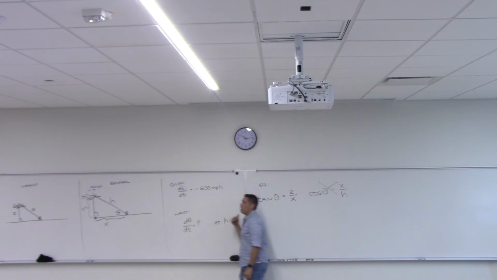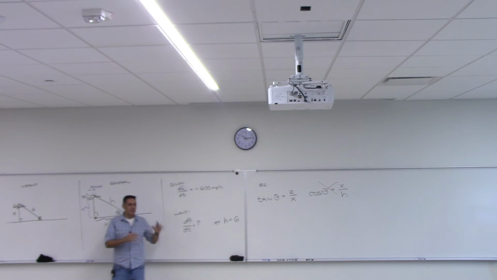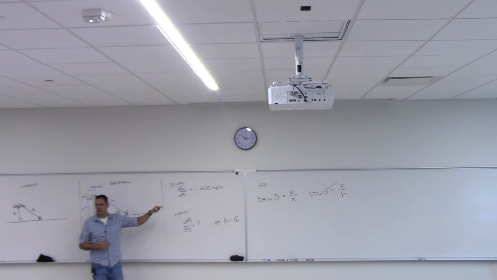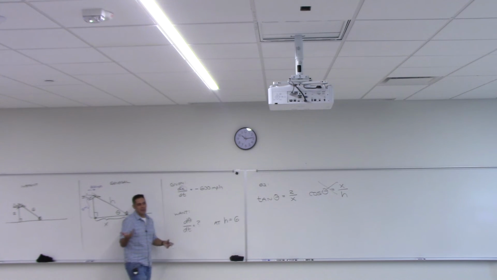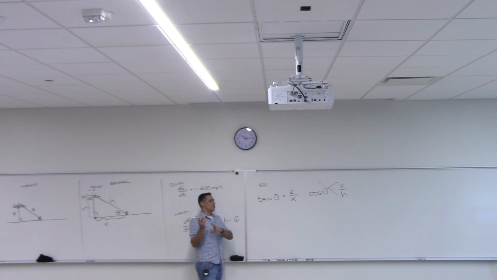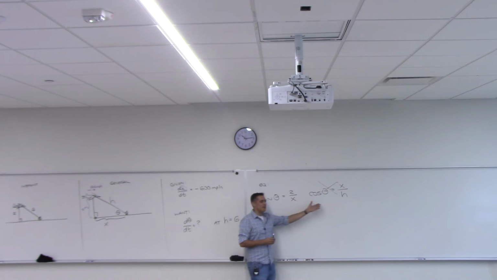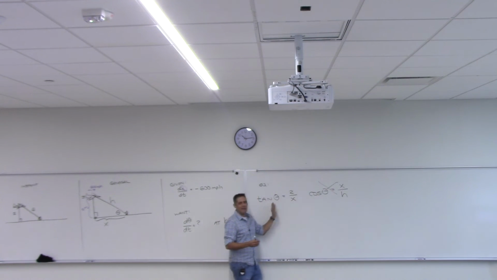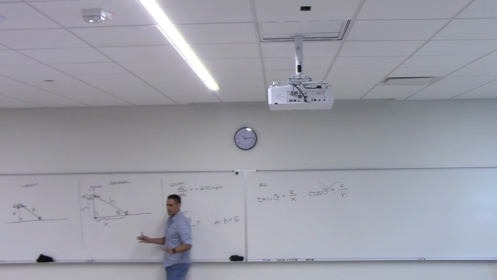But honestly, even if I had done this problem as part 1 and found dh dt, I would still use tangent. Because what if I messed up dh dt? What if I got the first part wrong? Something's off, then my second part is going to be wrong as well. Here, I'm eliminating the need for h completely.